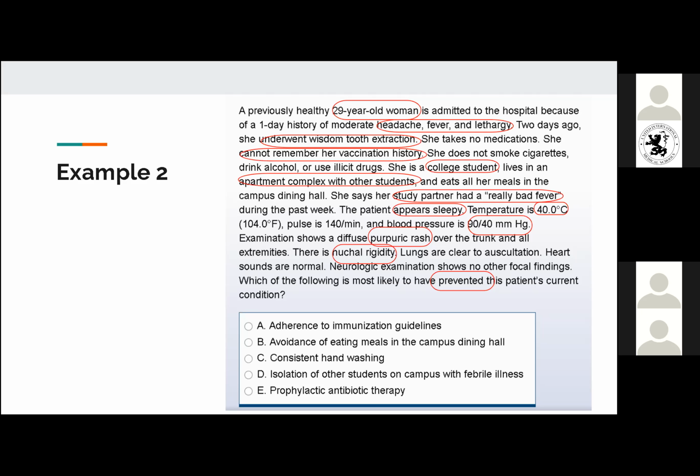She has sepsis. She has a diffuse purpuric rash, and there's nuchal rigidity. So already most of you should know, if you've already studied microbiology, what this disease is. This disease is meningitis, meningococcal meningitis, so Neisseria meningitidis infection. And then they're asking you what is most likely to have prevented this patient's current condition. So what is the best way to prevent meningococcal infection? So let's see the answer.